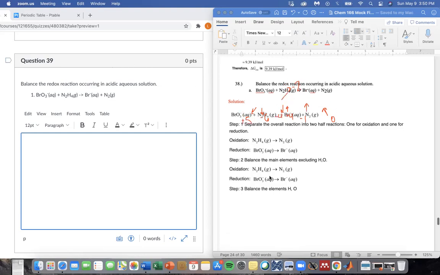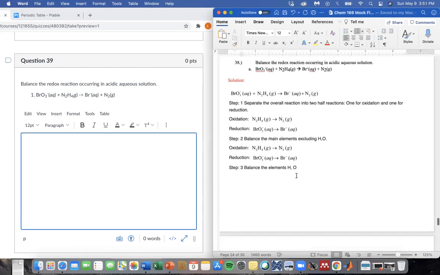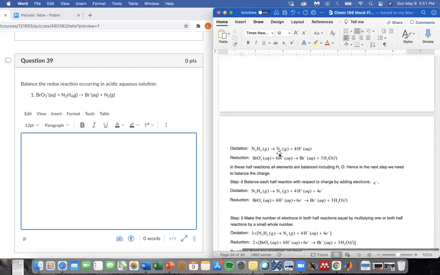Okay, but this is clearly not totally balanced because we are missing our hydrogens and our oxygens here. So we need to add those in, but we're working within an acidic solution. So even though we can add in H plus for the N2H4 here, we can't just add in 3 oxygens here. So we add in 3 H2O, but when we add in 3 H2O, we have 6 new hydrogens to account for. So we add in 6 H plus here.